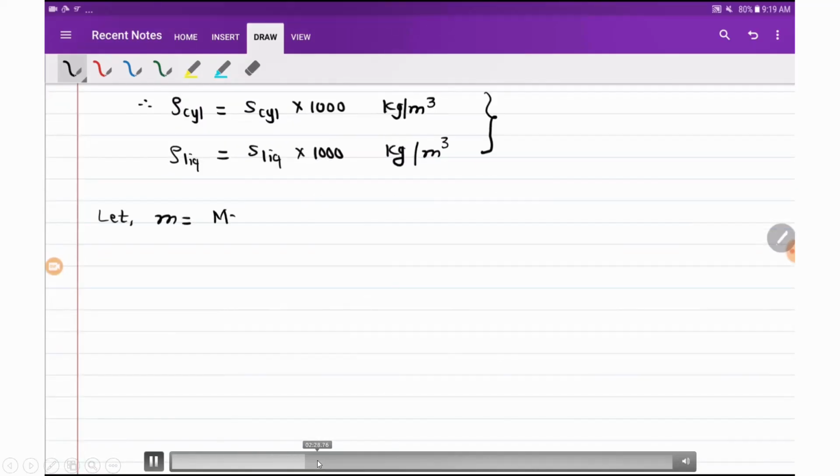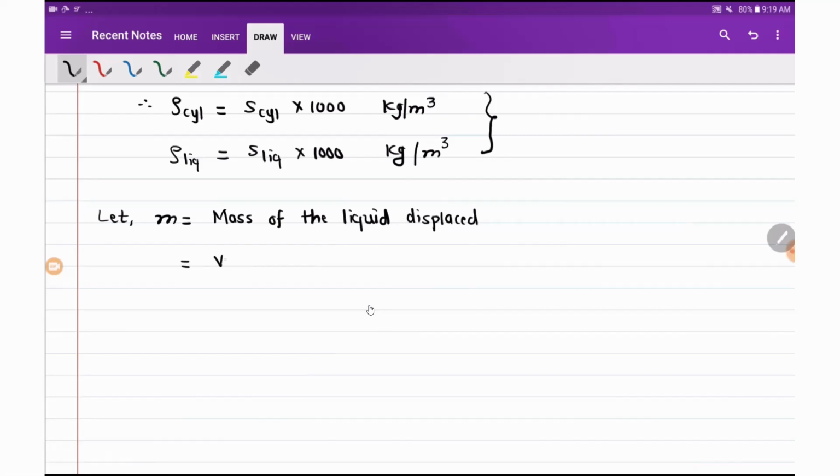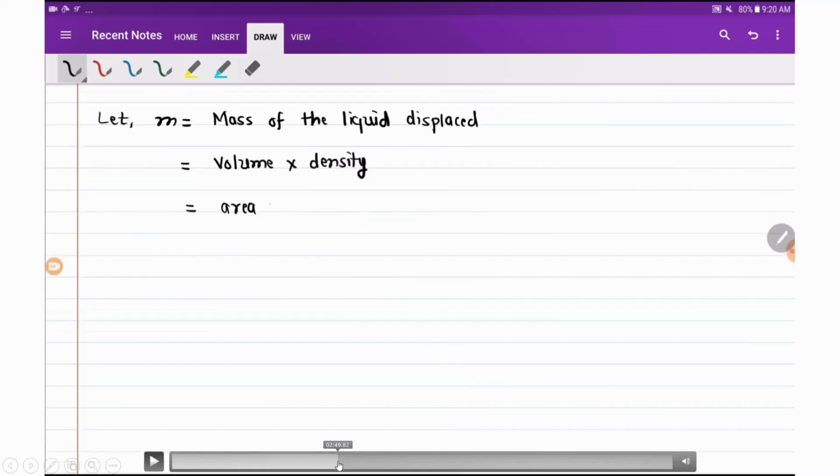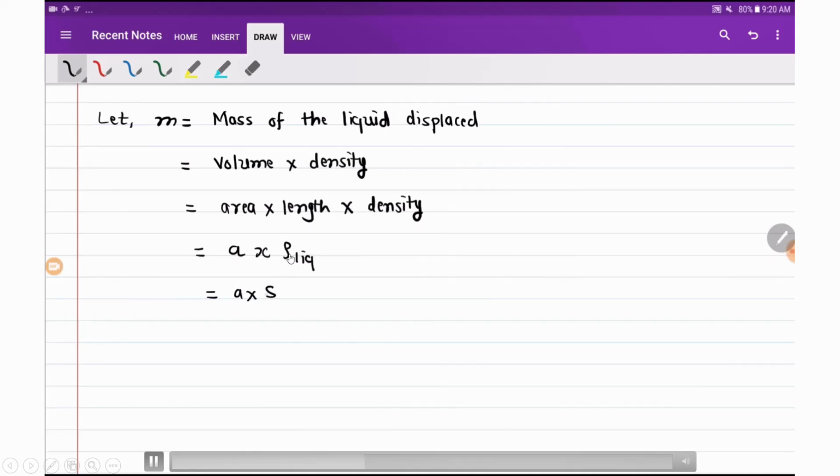Now let small m be the mass of the liquid which is displaced because of the pressing of that particular cylinder. That is equal to volume into density, as we have done in the earlier example also. So volume is nothing but area into length, multiplied by density. Area is A, displaced liquid length is X, and density of the liquid is rho liquid. Now this is A X as it is. Rho liquid is nothing but S liquid multiplied by 1000, that just now we have seen.